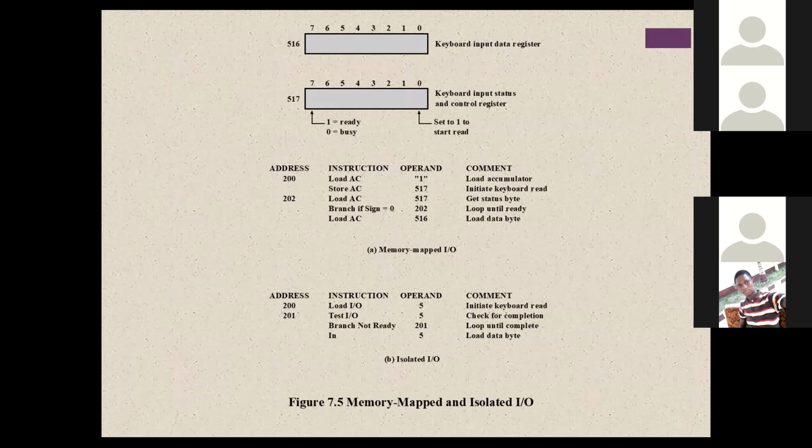So address 516 is referring to the data register, and address 517 refers to the status register, which also functions as the control register for receiving the processor commands. Now, the program shown will read 1 byte of data from the keyboard into an accumulator register in the processor, and that is what is shown here. So the 516 load accumulator, that is what has been assigned in this particular program.